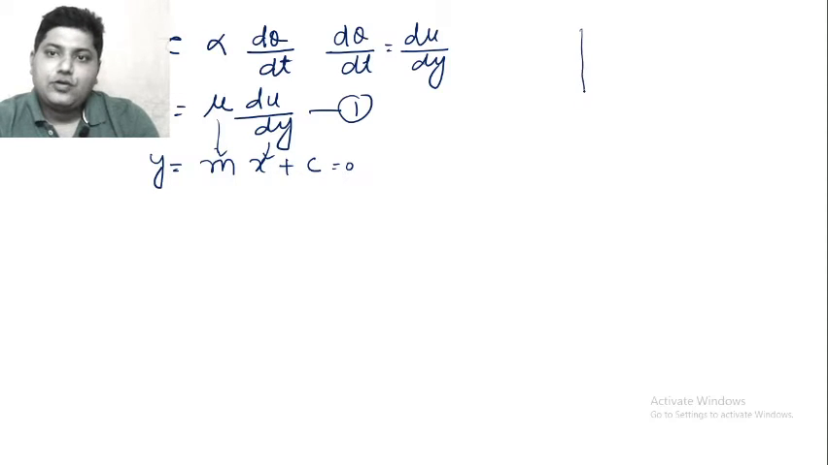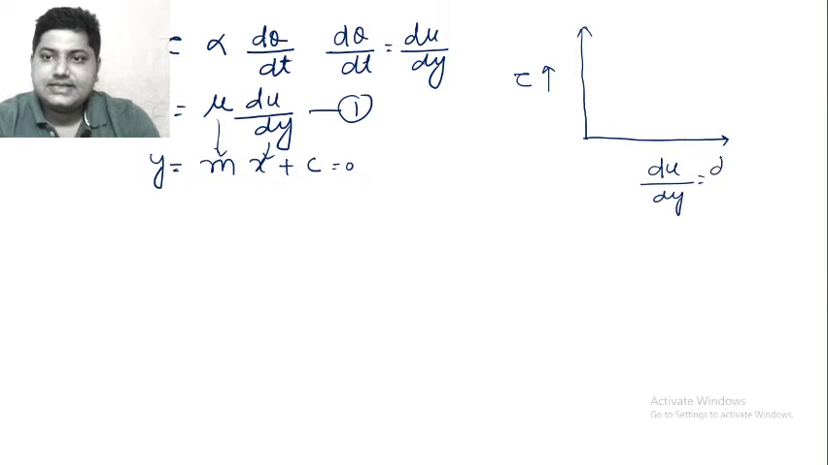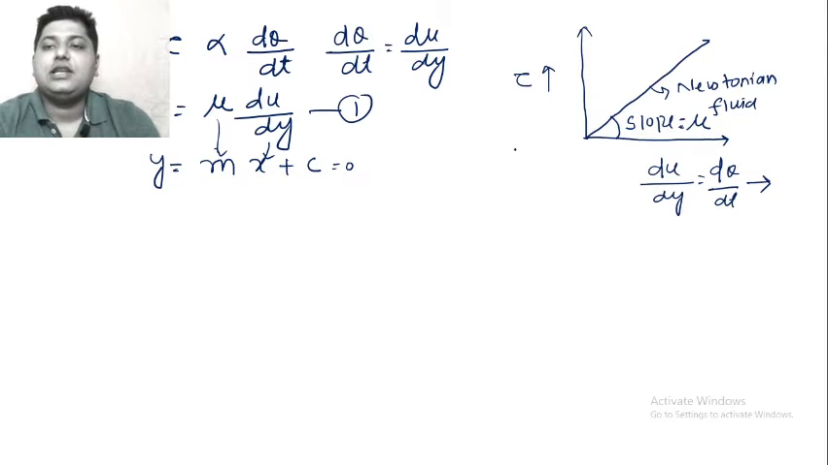Now if you draw the graph, take the stress on the y axis and the velocity gradient du by dy, or d theta by dt, on the x axis. This is just a straight line, and the y intercept will be equal to 0. The liquid which follows this straight line comes under the Newtonian fluid, and the slope will be equal to the dynamic viscosity of the liquid.